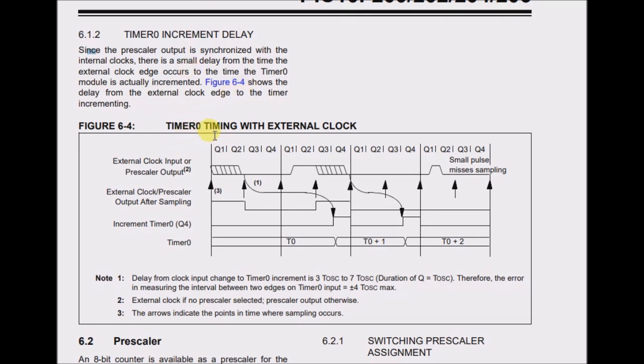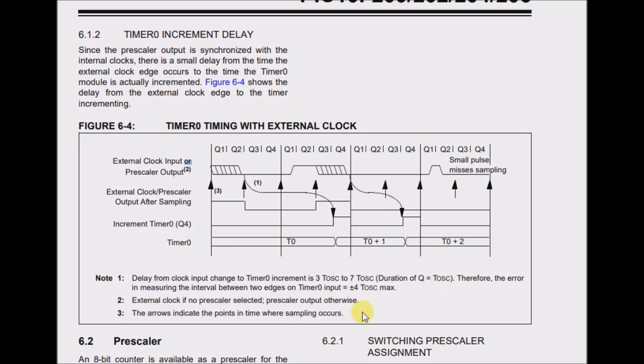Timer0 timing with external clock. External clock input or prescaler output with a little 2 next to it. External clock prescaler output after sampling. Increment Timer0, Q4, Timer0. Delay from clock input changes to Timer0 increment is 3 TOSC to 7 TOSC. Duration of Q equals TOSC.